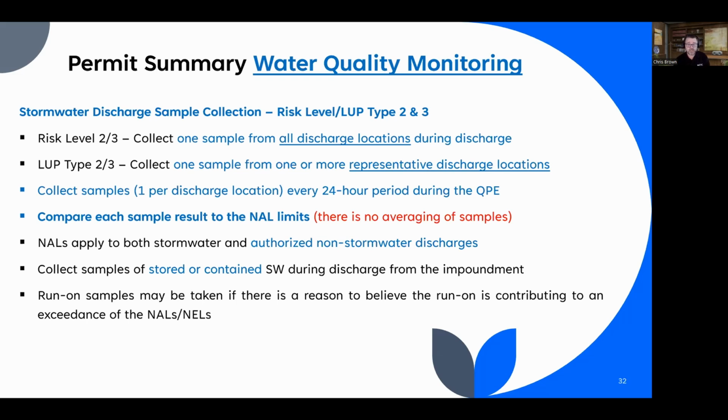So QSPs need to take one or more samples from representative discharge locations, basically in active areas of construction. So they're linear, but they need to take samples at representative locations. If the storm event extends, then samples are collected from those same locations every 24 hours. And like I said, there's no averaging.